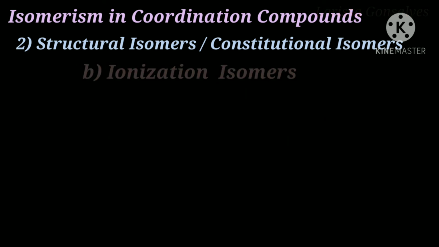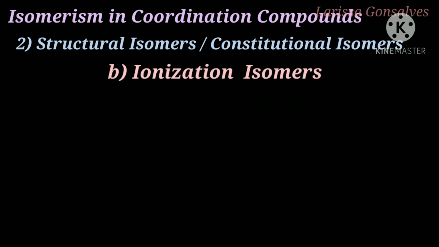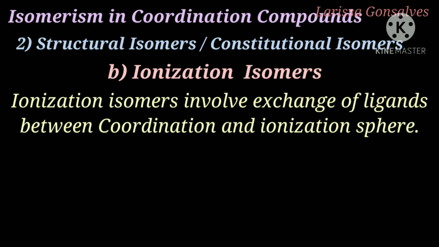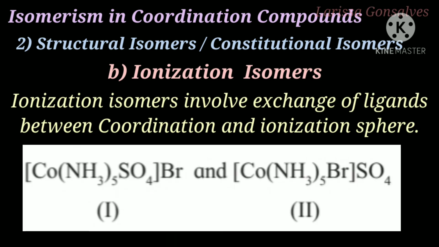Next are the ionization isomers. Ionization isomers involve the exchange of ligands between the coordination and ionization sphere. So here is an example: in the coordination sphere we have [Co(NH3)5SO4]. Outside the coordination sphere we have Br, so it is acting as a counter ion.